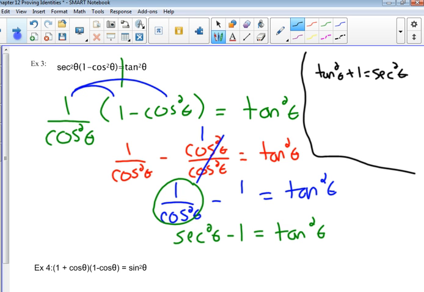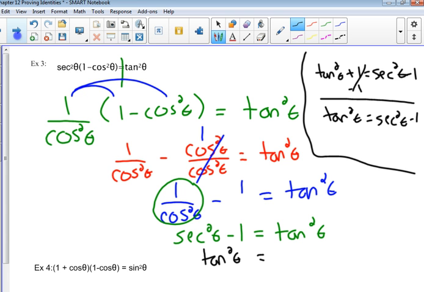Great job. Okay, so if we want secant squared theta minus 1 equals tan squared theta, we have to move that 1 over. So this is going to show us tan squared theta equals secant squared theta minus 1. Yep, so tan squared theta equals tan squared theta. Boom, we're done.